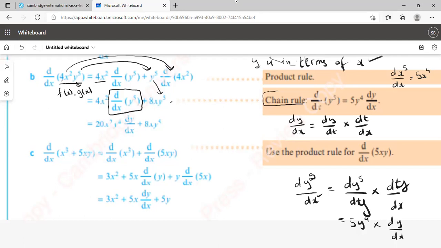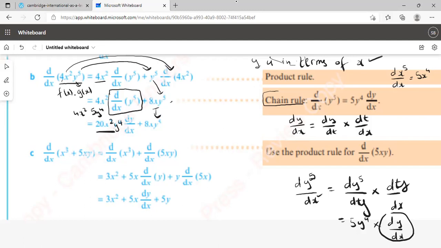And when I multiply it with 4x squared into 5y to the 4, this would be 20x squared y to the 4. dy/dx would come here directly, plus this term would come here directly. Okay? I'll explain this and then you'll understand even more.